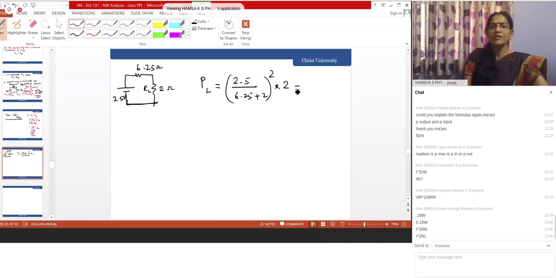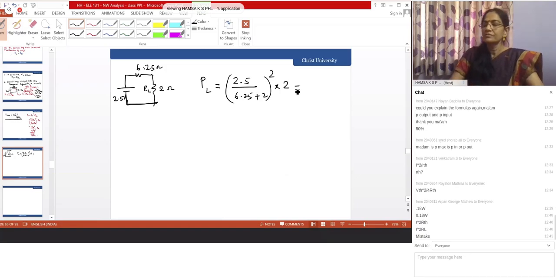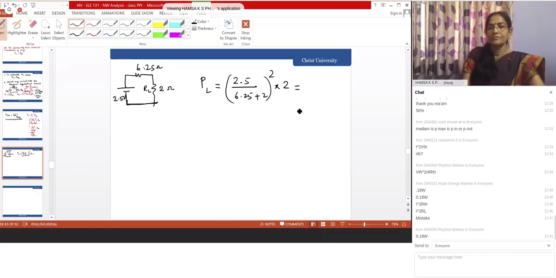Where is 2 RTH coming? Okay, 2 is the RL value. For this, how much power are you getting? 0.18 watt? Okay, 0.18 watt.